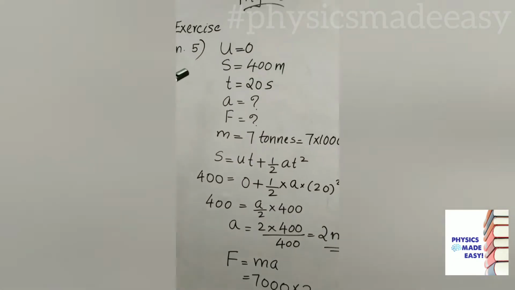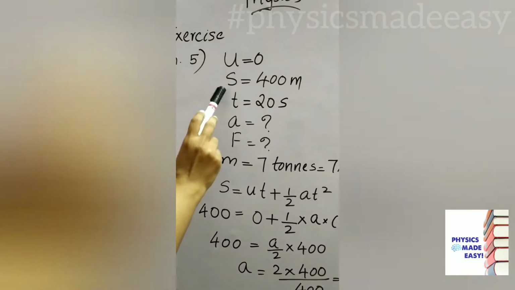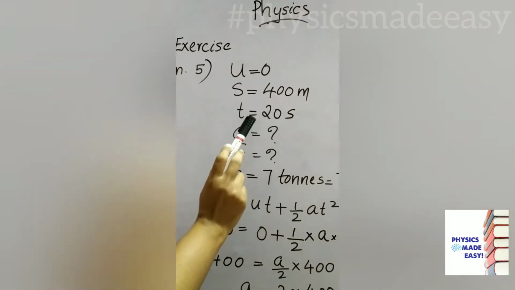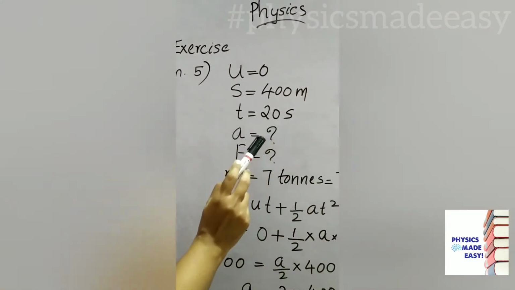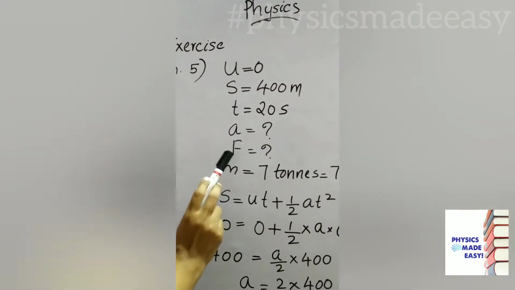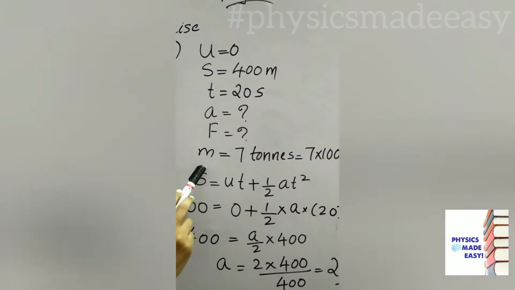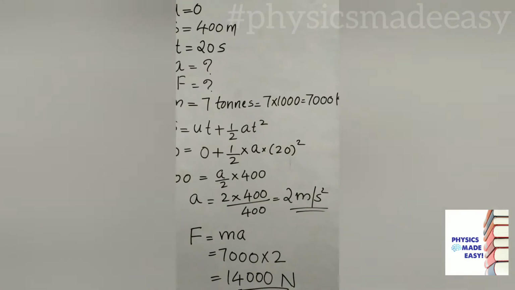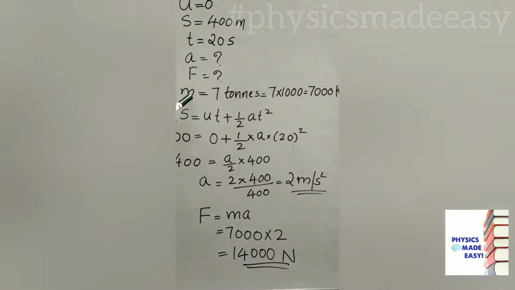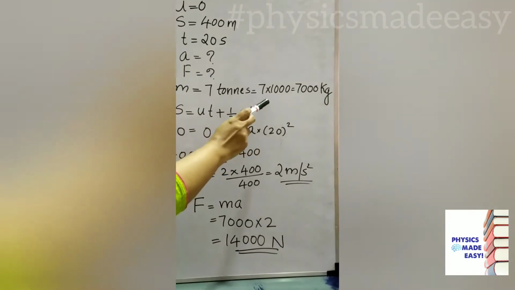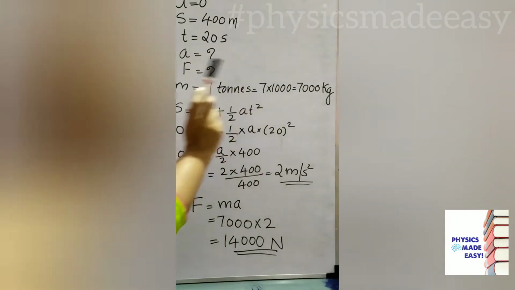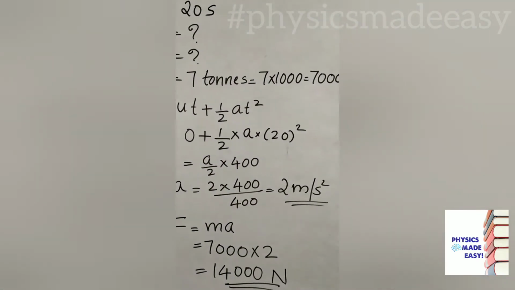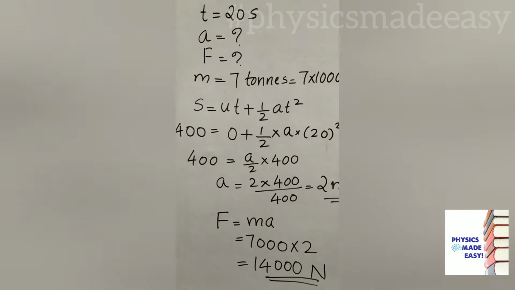Here initial velocity u is 0, distance s is equal to 400 meter, time is 20 seconds. We have to find the acceleration and the force. Mass is also given, mass is equal to 7 tons. 1 ton is equal to 1000 kilogram, so we have to convert that into kilogram. 7 into 1000, 7000 kilogram. Then we can use our equation of motion.